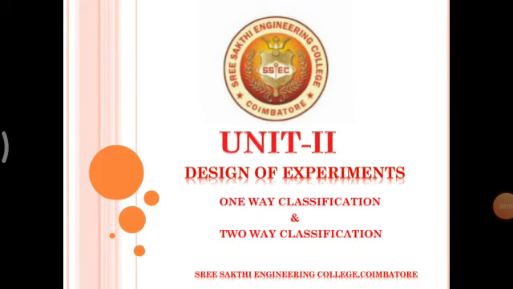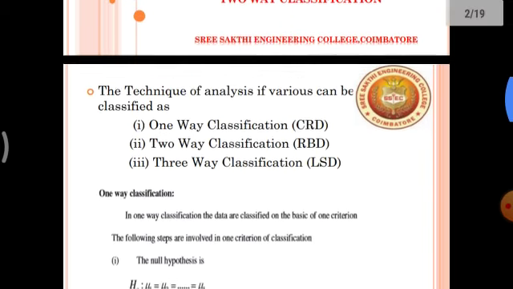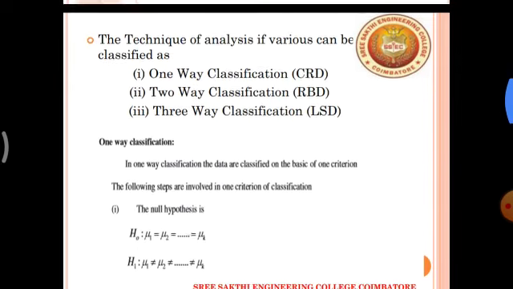Today we are going to see about design of experiments, one of the topics: one-way classification. The technique of analysis can be classified into three: first, one-way classification, that is CRD; second, two-way classification; third, three-way classification, that is LSD. What about one-way classification? In one-way classification, the data are classified on the basis of one criterion. The following steps are involved in the criterion of classification.